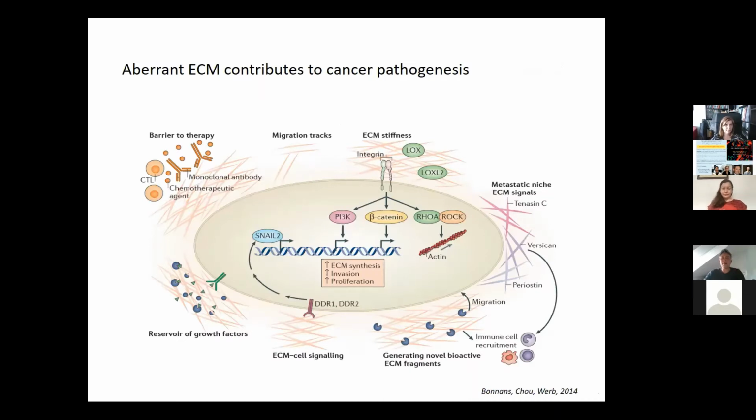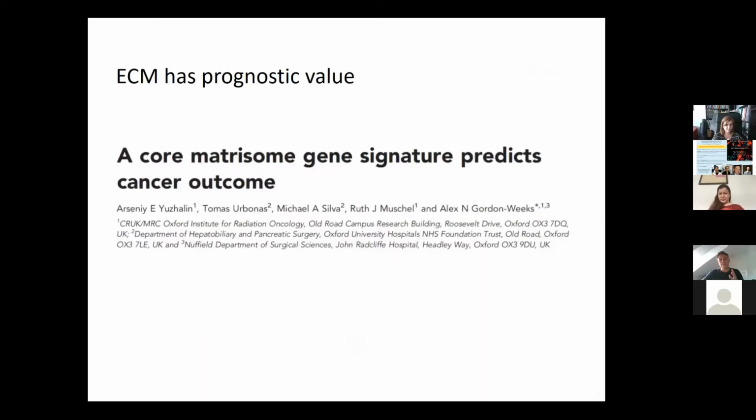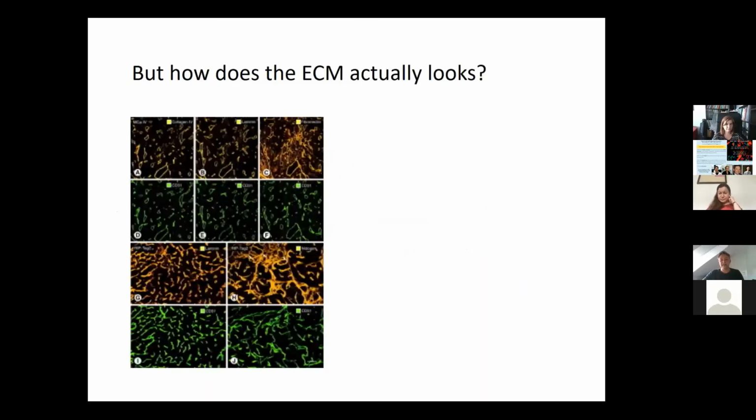So the aberrant ECM, as we know, we believe in most cases contributes to cancer pathogenesis. Although in certain cancers like pancreatic cancer, there are strong beliefs that the matrix may actually be tumor restraining. And I'm not going to go into detail about this, but just to let you understand that the matrix has many functions and can potentially be used in both treatment, but also in diagnosis of diseases, and particularly in cancer. So the ECM has prognostic value, it has a gene signature, and it can be used to predict cancer outcome.